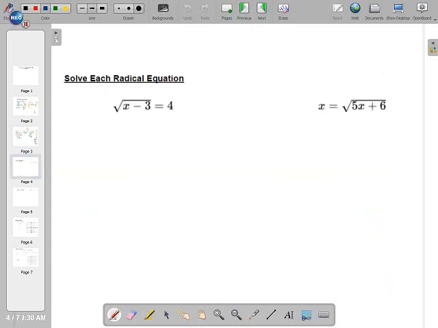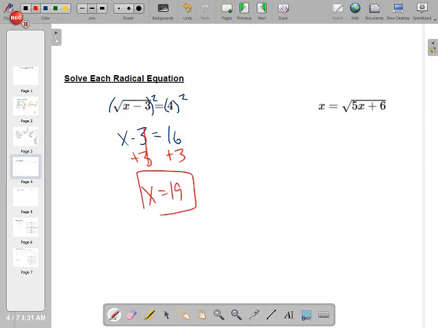That's it for simplifying. Let's try some solving. When you solve, the most important thing is that you isolate the square root first. Here, this is the only thing on one side of the equation, so I can undo square rooting by squaring both sides. Now, on the left side, if I square a square root, I get what's called the radicand. That's the part underneath the square root, so just x minus 3. And on the right side, 4 squared is 16. Now it's a one-step equation. Add 3 to both sides, and you get x equals 19.